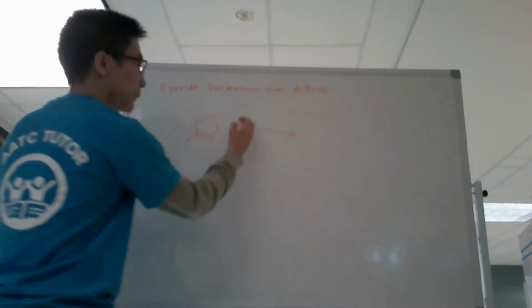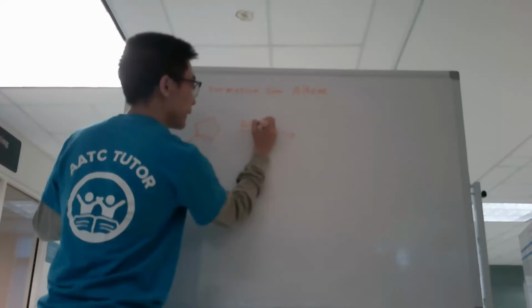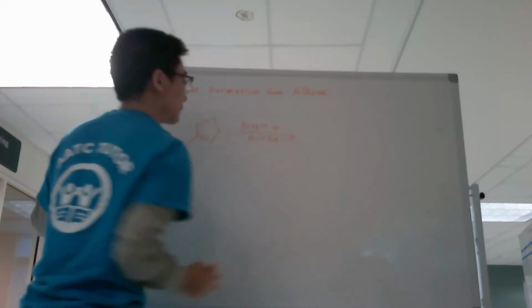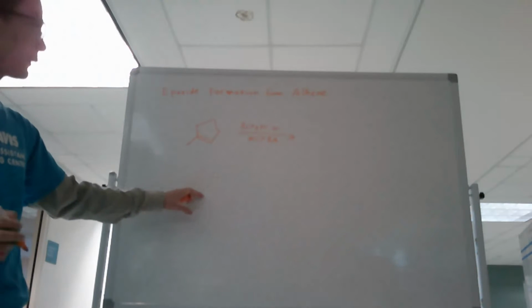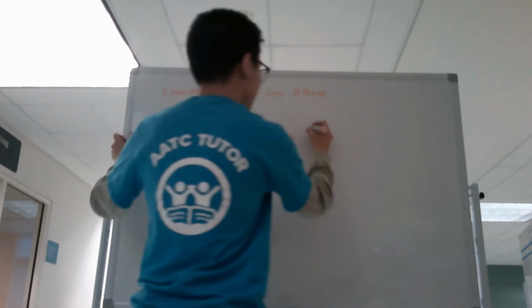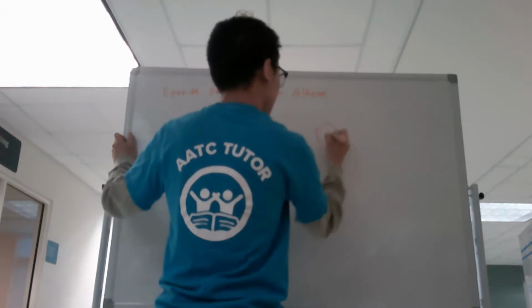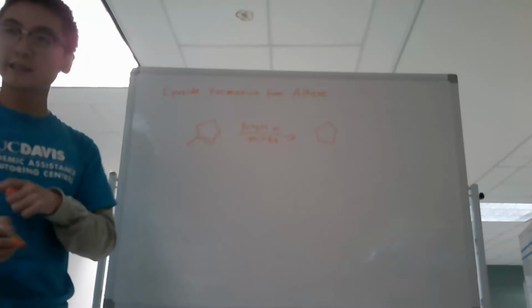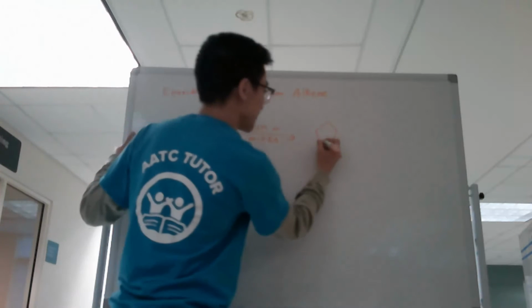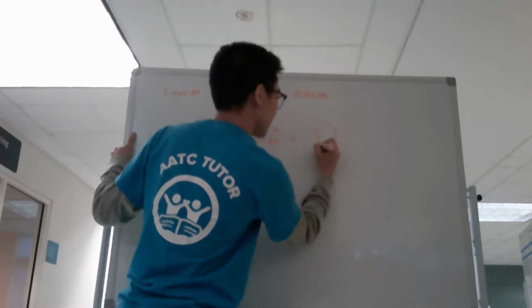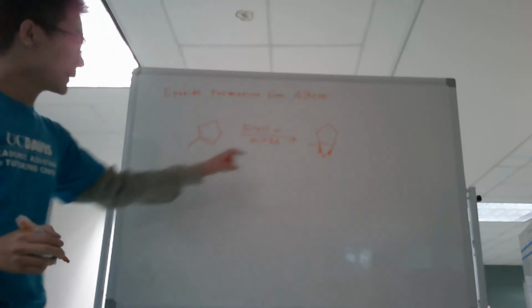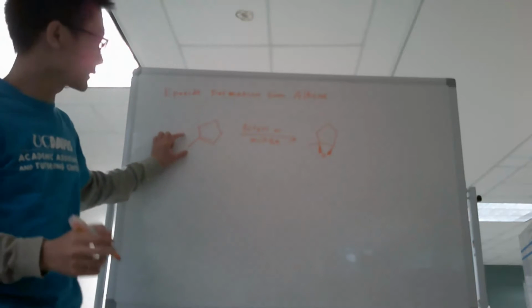So if you see RCO3H or MCPBA, this is going to form an epoxide from the alkene. The epoxide could either be a wedge or a dash. I'm going to say that this epoxide is going to be a wedge. And since I made the epoxide a wedge, the methyl group would have to be a dash.